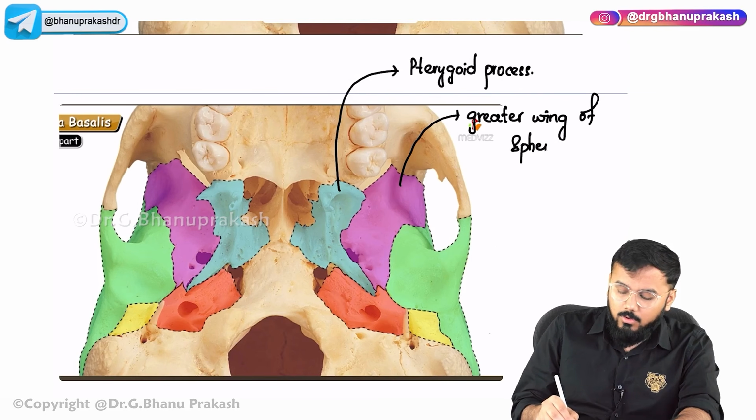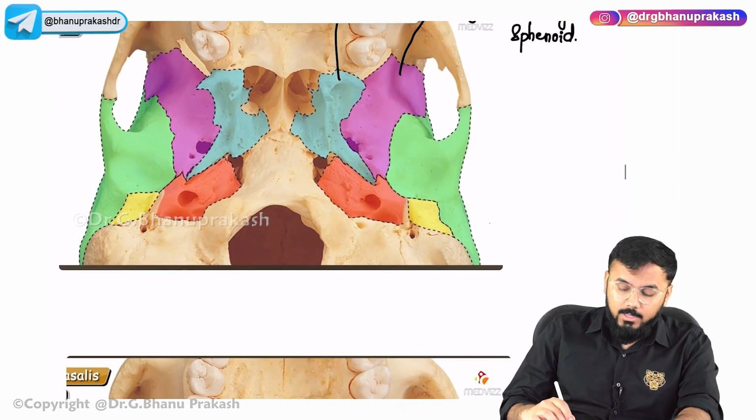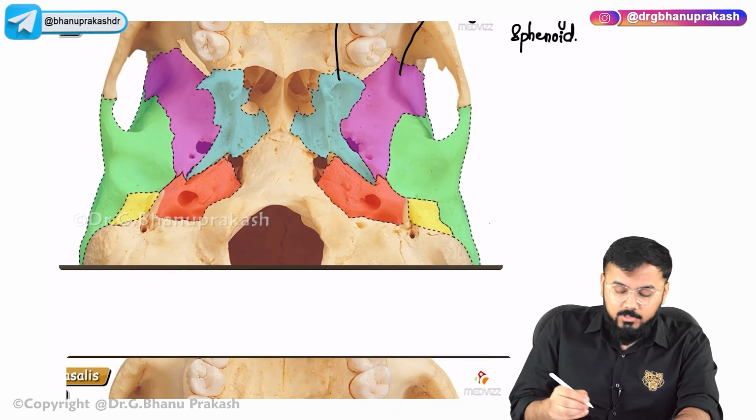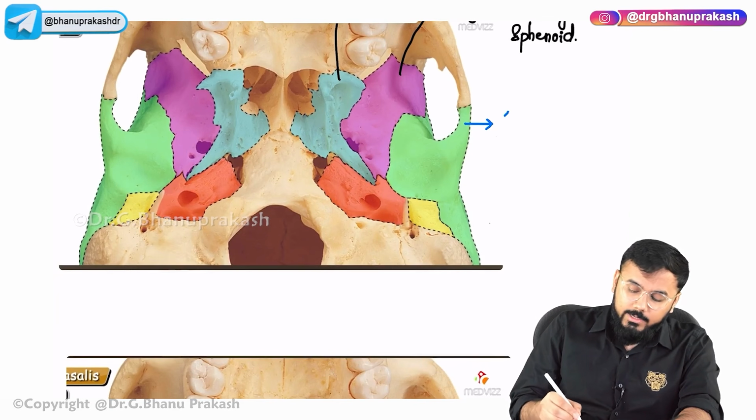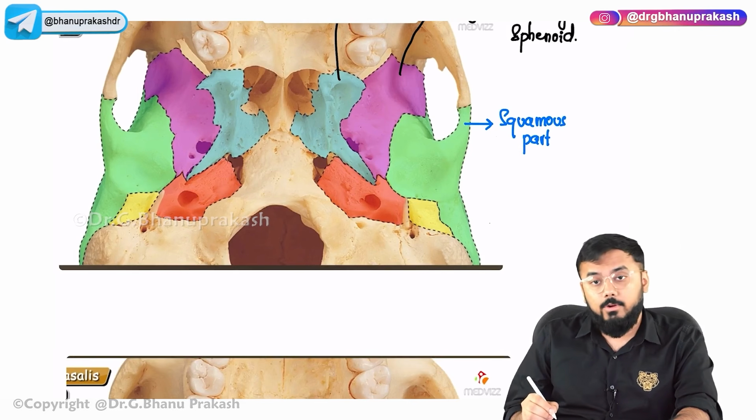Greater wing of sphenoid bone. What is this? Greater wing of sphenoid. Now coming to the remaining parts, which are very important. See, this part over here is called the squamous part. This is called the squamous part of your temporal bone.